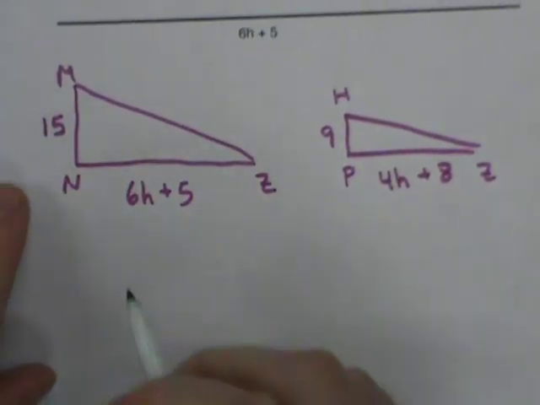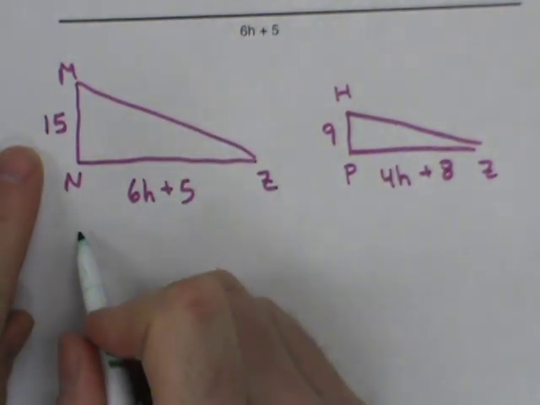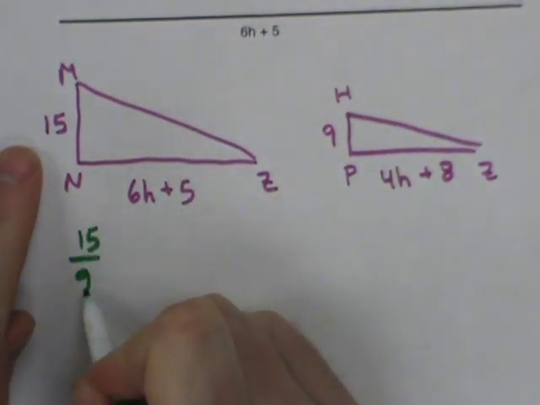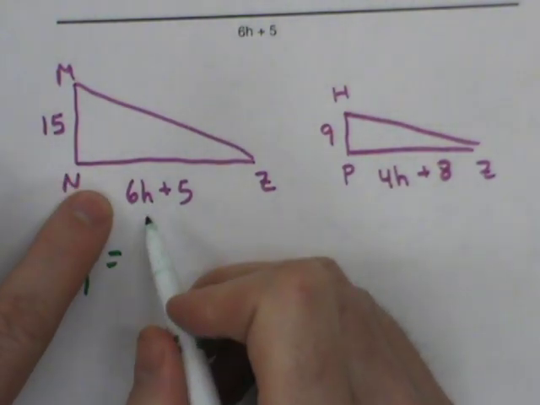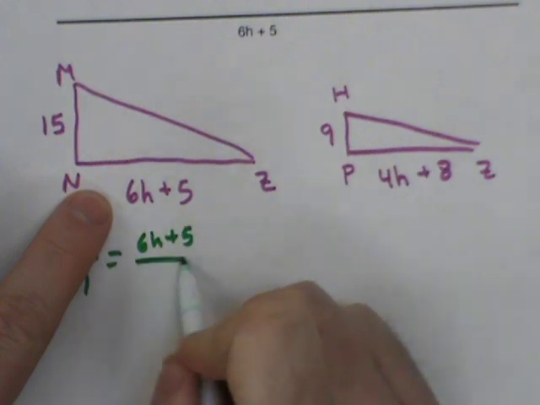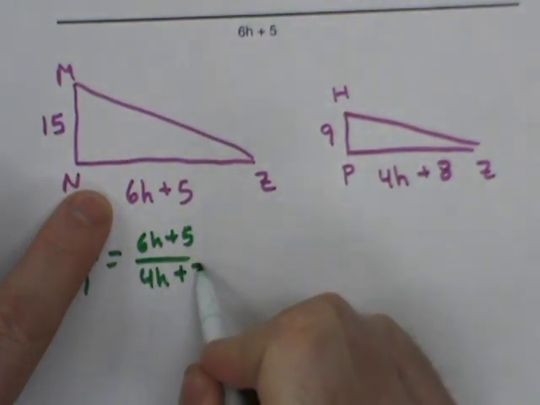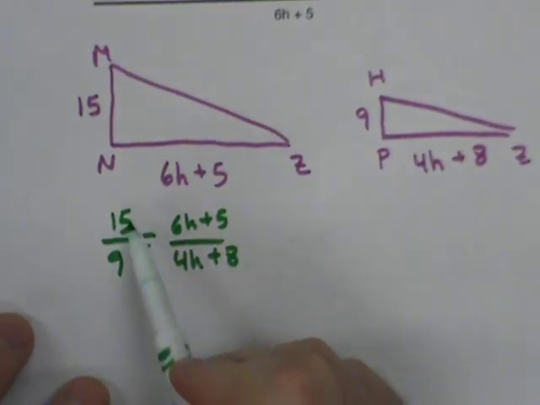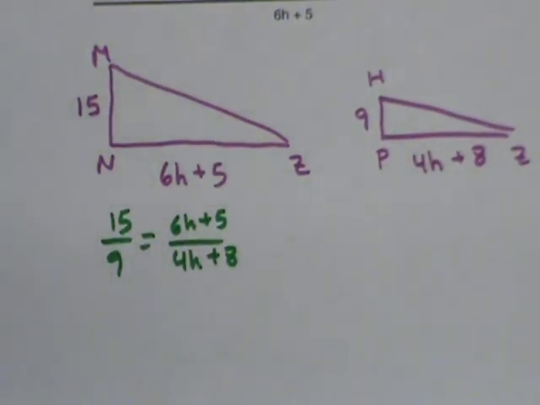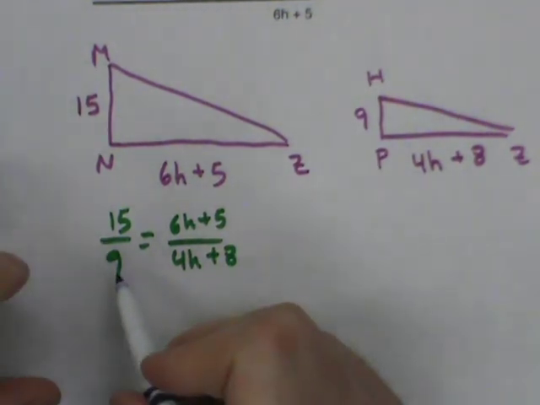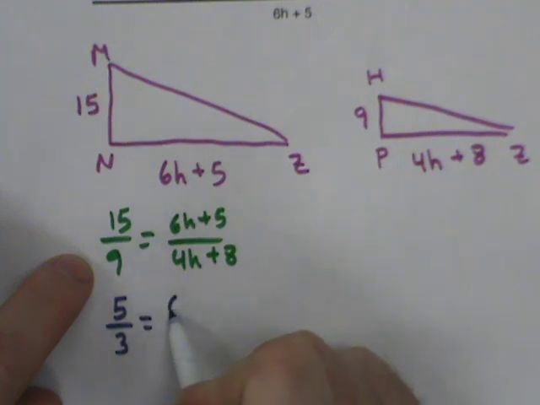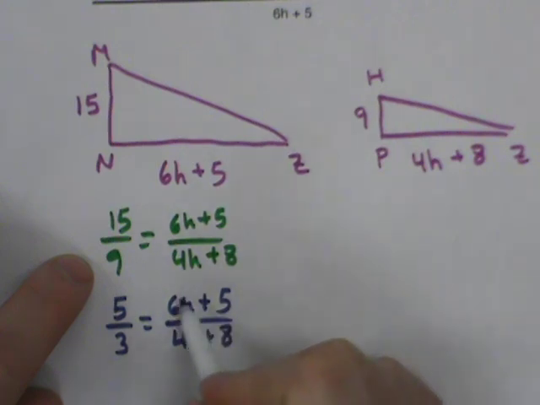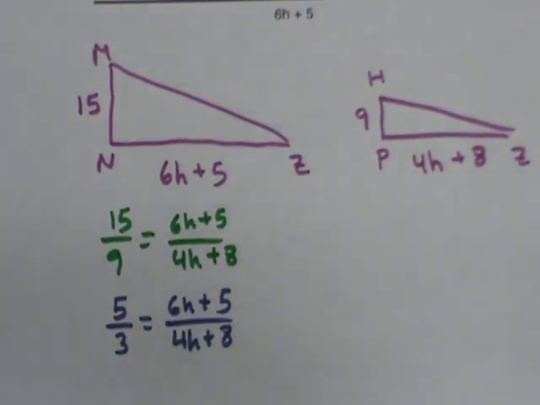And so we can do something like this. We can say 15 is to 9. Those are always nice when you have something that you can reduce later on. Big triangle to little triangle, as 6h plus 5 is to 4h plus 8. As I said a second ago, I can reduce this. I see that both of those are divisible by 3. And so if I divide by 3, I can make a simpler proportion and say 5 is to 3, as 6h plus 5 is to 4h plus 8. Don't ever try to cancel anything with your expressions. It'll get you into trouble.